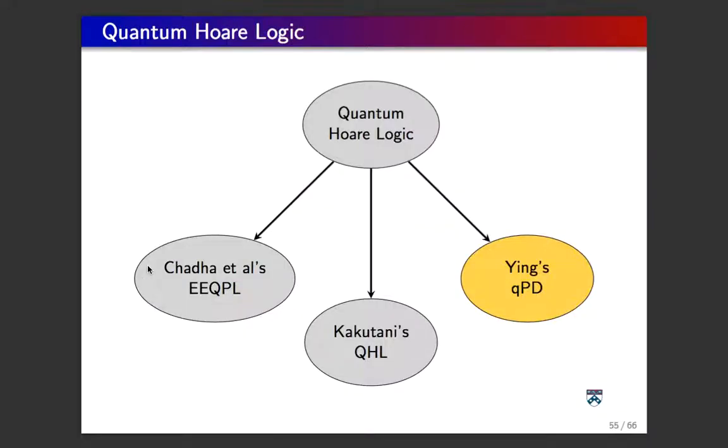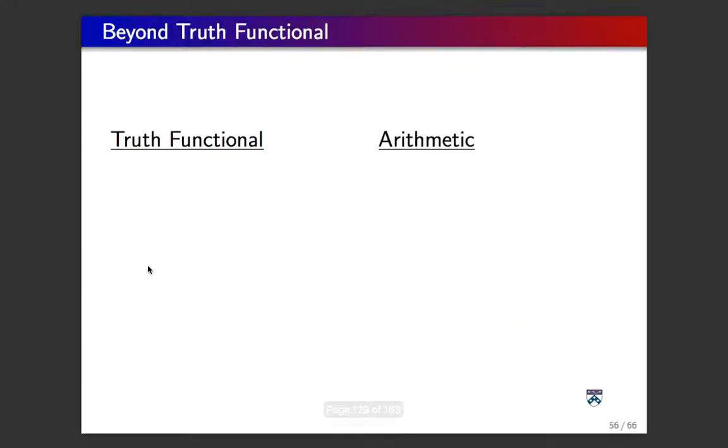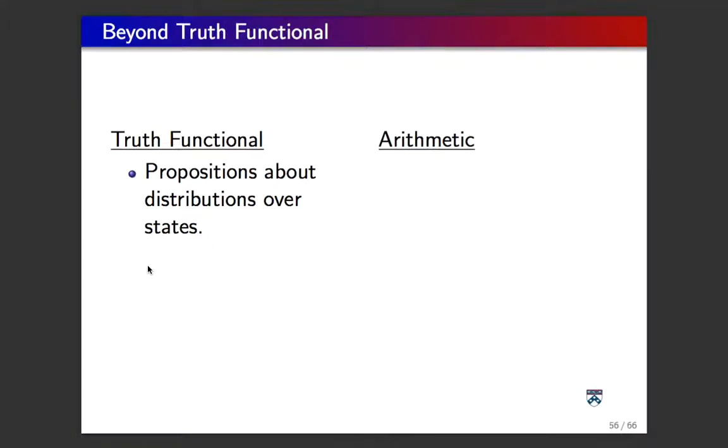Finally, we're going to get to the third logic, QPD, which takes elements of both of these and makes, I think, a really interesting logic for reasoning about quantum programs. To explain how QPD works, first I'm going to have to refresh your memories about something we talked about earlier. We said that there was this divide between truth functional languages and arithmetic ones.